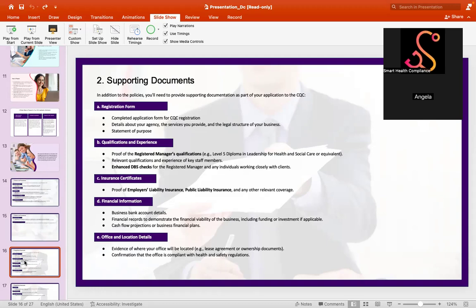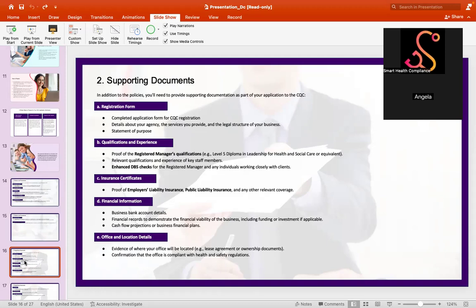Another key thing to consider is that you should have the date that the policy was created, the date it was reviewed, and then follow-up review dates. This is important. Otherwise, again, the policies will be rejected. So, in addition to the policies that we've just mentioned, you'll obviously need to complete the application form. So, you would have a new provider form and your registered manager's form as well.